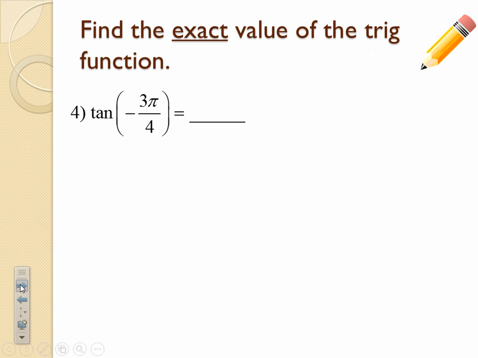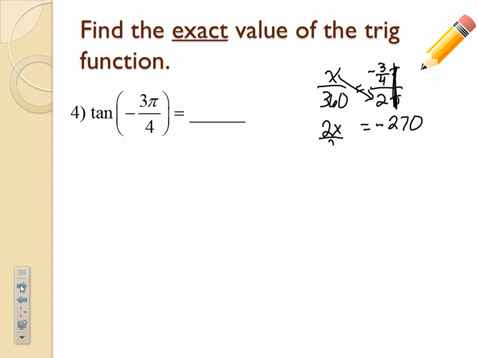Okay, and I'll do one more example with you. This is the tangent of negative 3 pi over 4. So again, we're going to make sure that we can calculate those degrees. So degrees over 360 equals radian amount over 2 pi. So we're going to go ahead and cross multiply. 2x, 360 times 3/4 is 270. So we have negative 270. And then we're going to go ahead and divide by 2. So x equals 135 degrees. And we have a negative there, so negative 135.